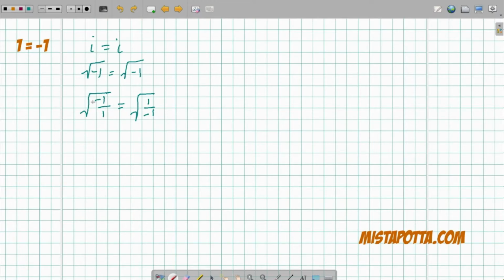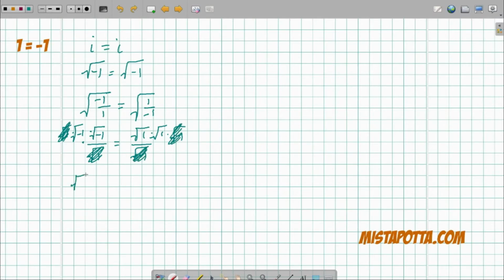And I know that whenever I take the square root of a fraction, that's really the square root of the numerator over the square root of the denominator. So I can do the same thing on both sides, just rewriting this radical as a ratio of radicals. And now to get rid of the division, I can multiply both sides by the square root of 1 and the square root of -1. Now this 1 will divide out with this 1, and this -1 will divide out with this -1.